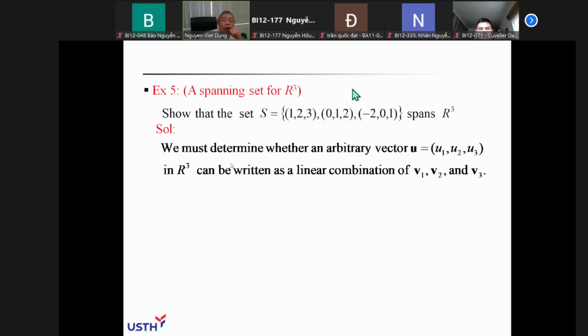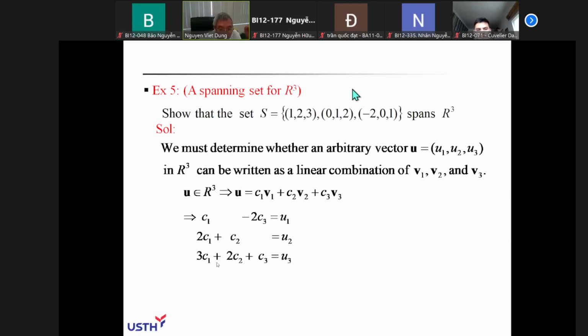We need to show that the set S consisting of three vectors like that spans or generates the whole vector space R3. It means that we need to show that given any vector U inside R3, we can always write it as a linear combination of V1, V2, and V3. It means that we can always find C1, C2, C3 satisfying that. Because we have V1, V2, V3 here, we write it in the form of a system of linear equations like that.